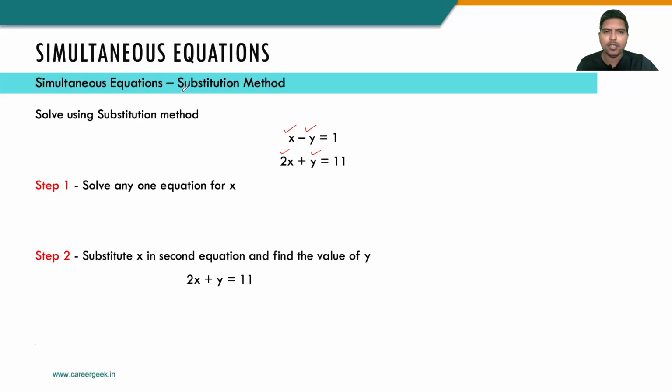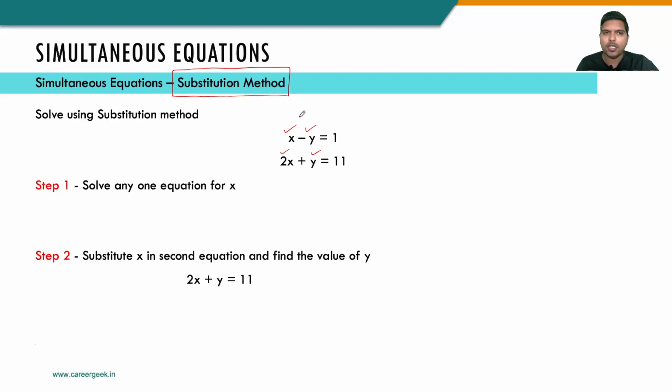Simultaneous equations is solving these two equations, combining them and solving them in such a way that you get the values of these variables. So x and y in this case. So there are two methods that we use to solve simultaneous equations. The first one is called the substitution method.